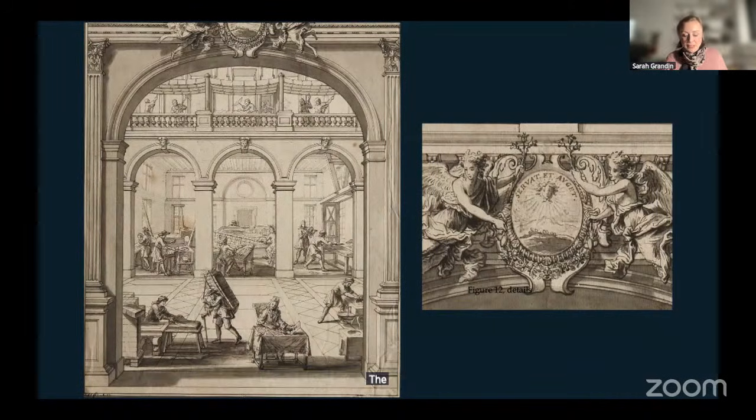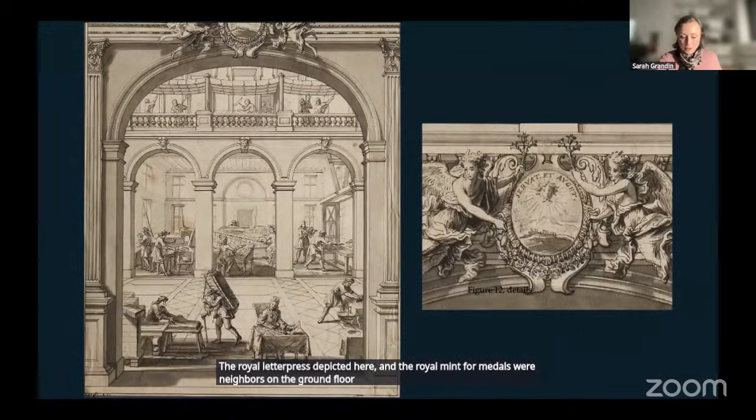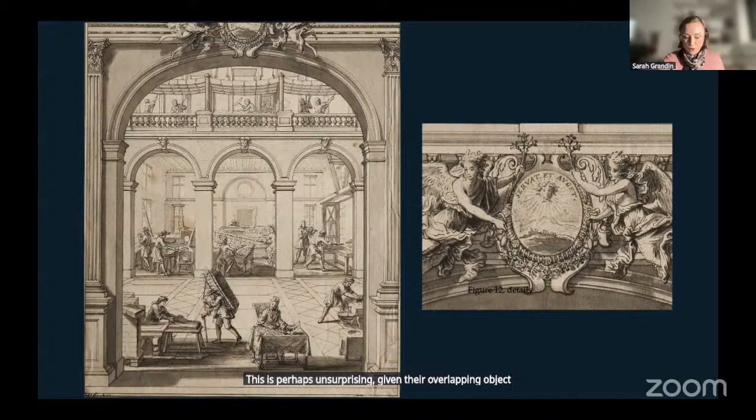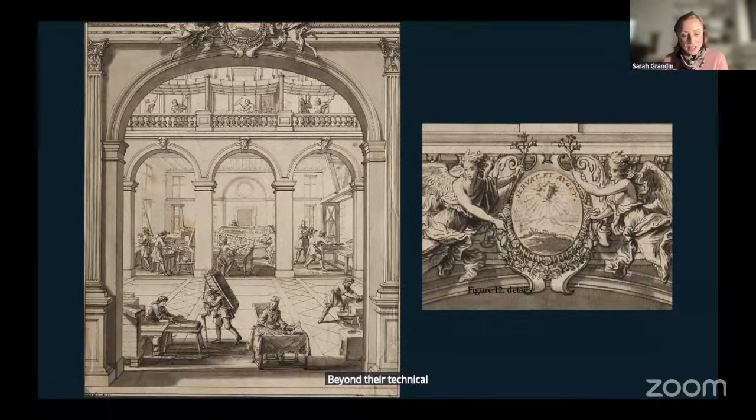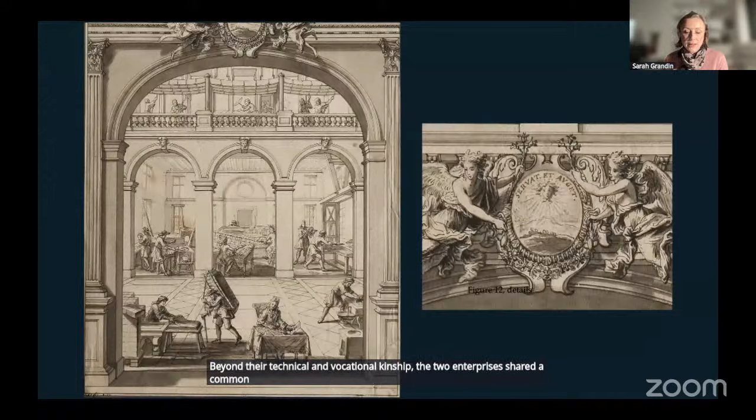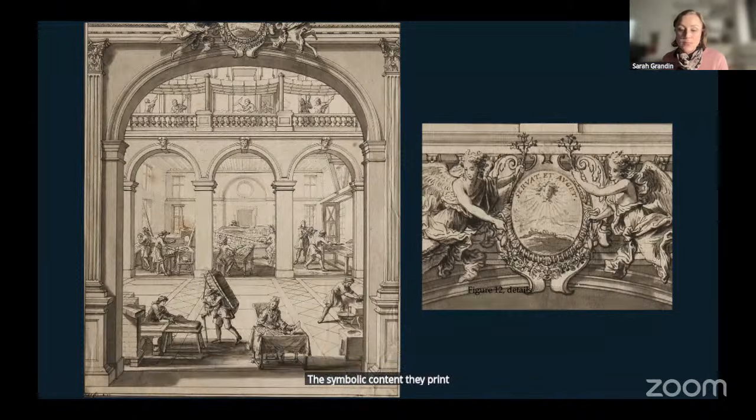The royal letterpress depicted here and the royal mint for medals were neighbors on the ground floor of the Grande Galerie of the Louvre. This is perhaps unsurprising given their overlapping objectives to forge official artifacts through metal, operate presses, and guard treasured matrices. Beyond their technical and vocational kinship, the two enterprises shared a common purpose, that is, to create mobile monuments to the king in multiple. The symbolic content they printed and minted was supplied by a single academic body, called the Académie Royale des Inscriptions et Belles-Lettres, which was originally referred to as the Petite Académie.